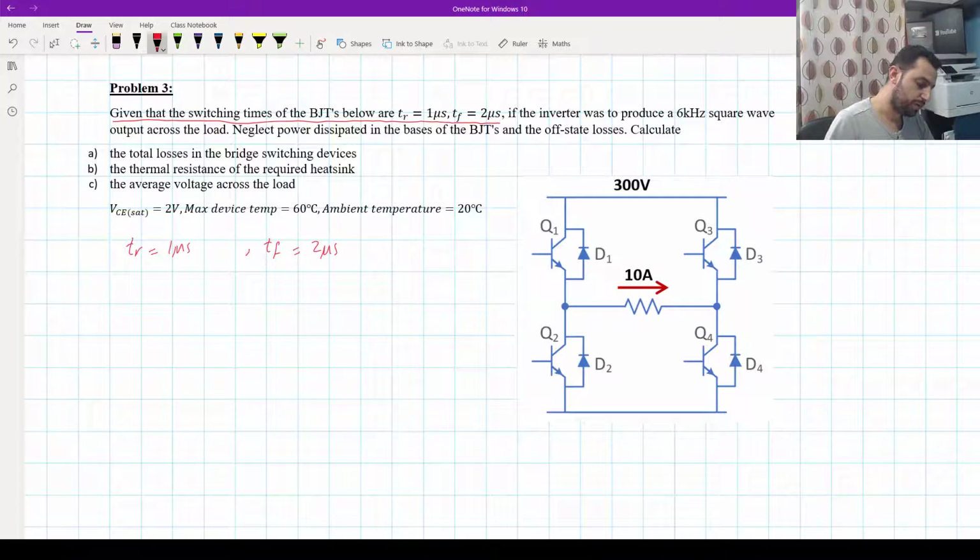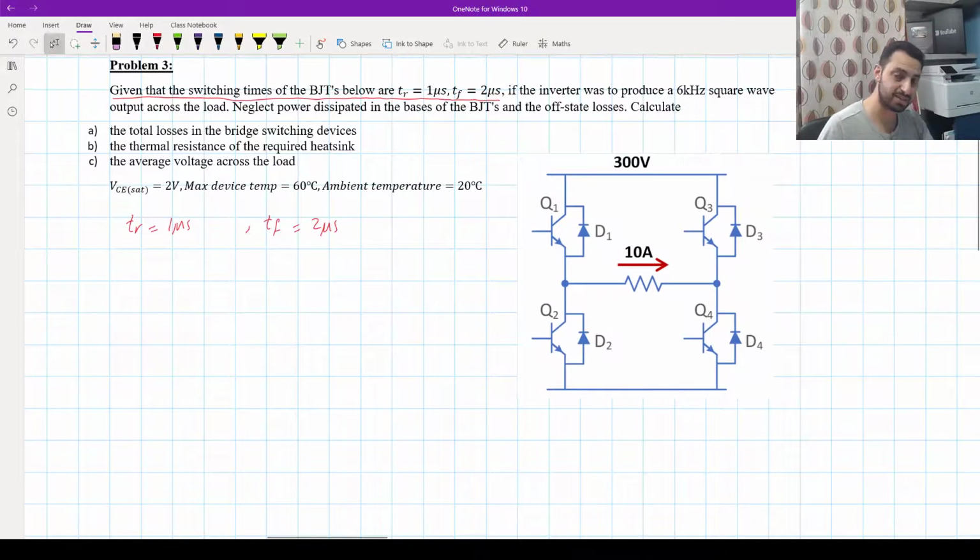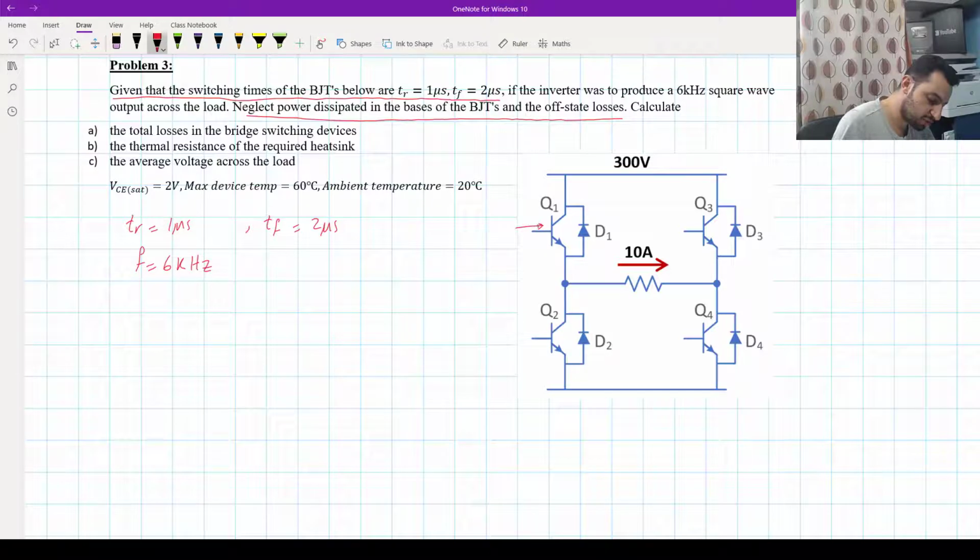Now if the inverter is to produce a 6 kilohertz square wave output, so the frequency equals 6 kilohertz, and neglect the power dissipated in the base of the IGBT and the offset losses. That means if the transistor is off, there is no leakage current, so we will forget this. And for the base, we also have some current injected, and the question asks us to just ignore these losses. So we will assume that the losses are just during the on time and off time between the collector and emitter, with the flowing of that current.